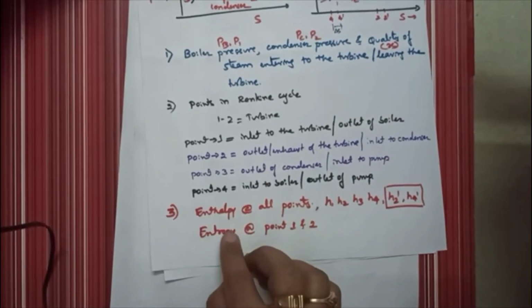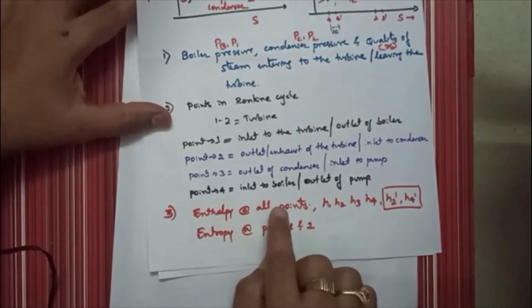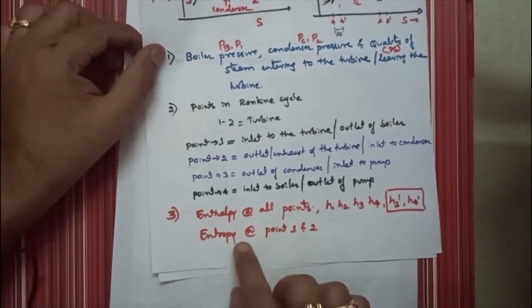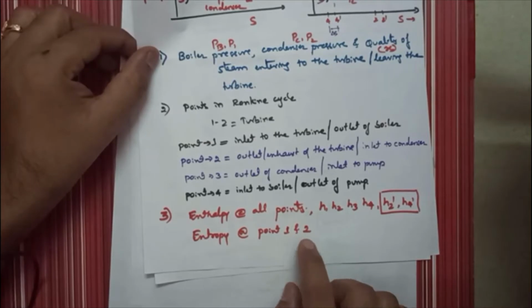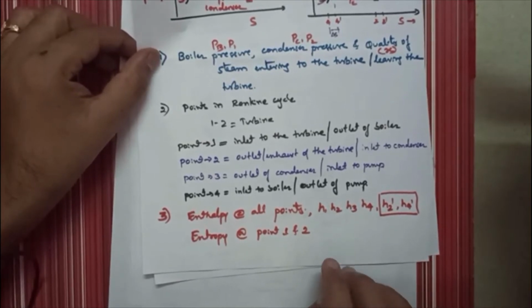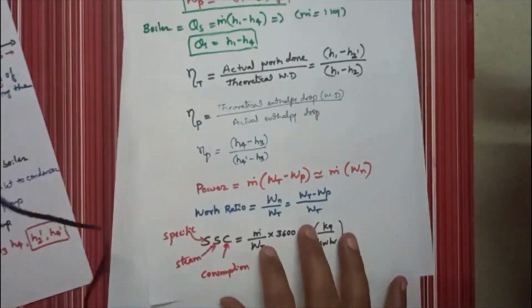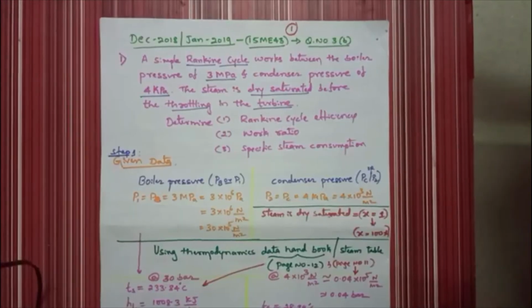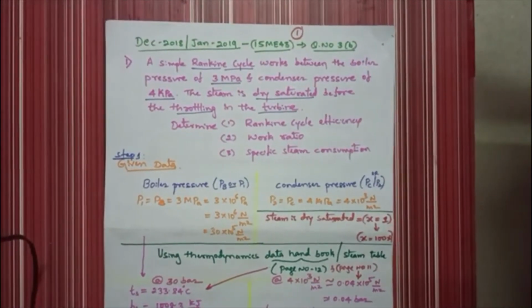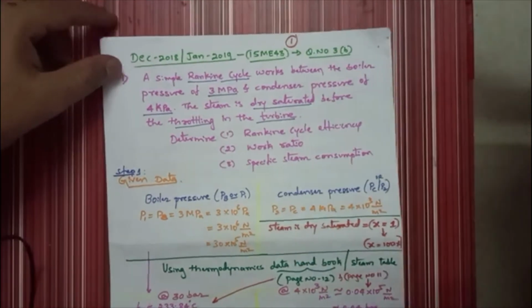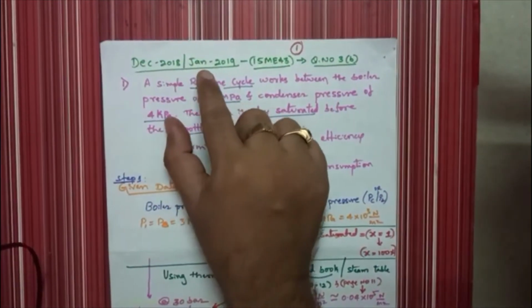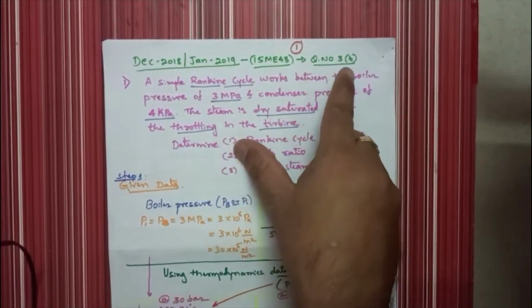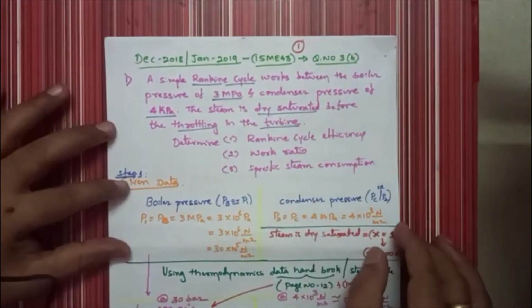Similarly, you have to find all enthalpies at all salient points, and entropy at point 1 and point 2. That is sufficient. You can find entropy at 1, 2, 3, 4, but it is not necessary for solving numericals. So these are the equations which you use for solving numericals. Here I have taken a latest university question paper, December 2018, January 2019, subject code 15ME43, question number 3B. Here is one simple problem; we will read what is given.